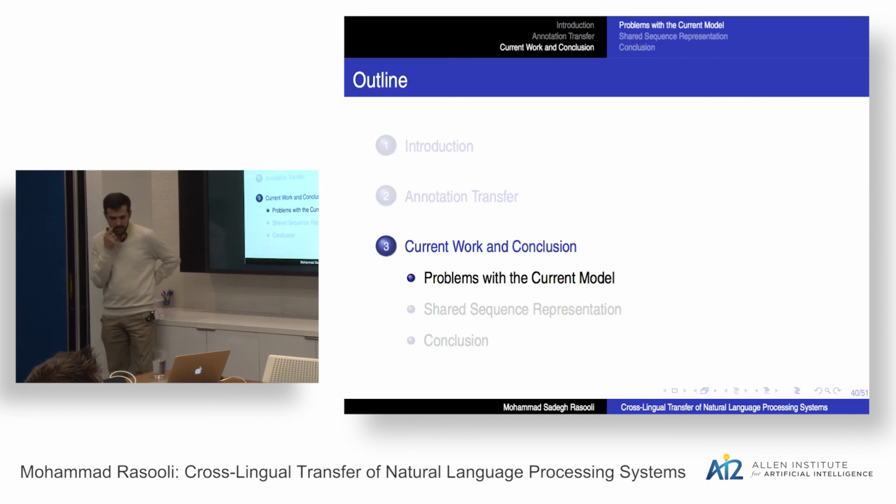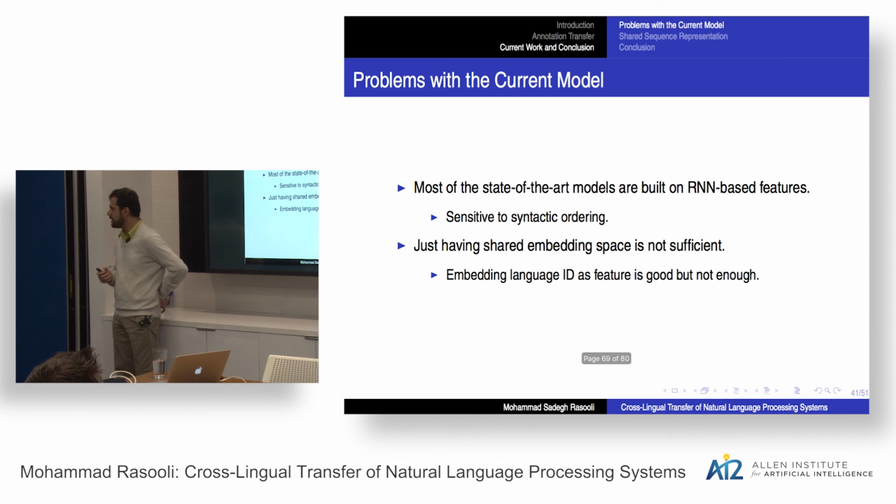So now I'm going to talk about the challenges that we're facing with the models that I proposed up to here. The first problem, as I said, is that almost all NLP models that I can remember are based on biLSTM or some CNN or some RNN features, meaning that they are really sensitive to the syntactic order of the languages.